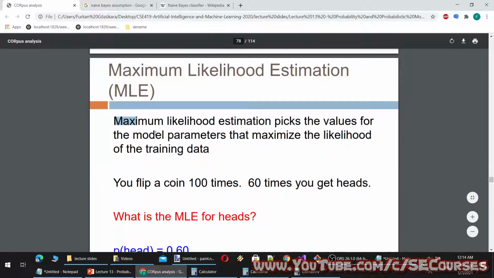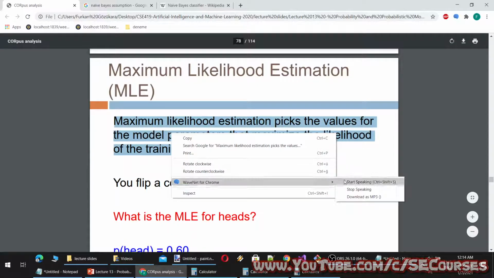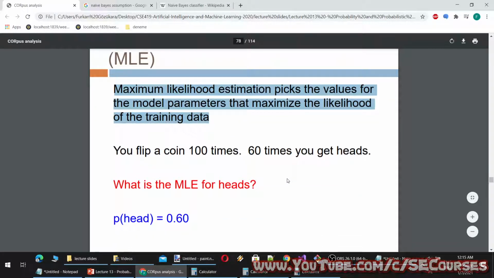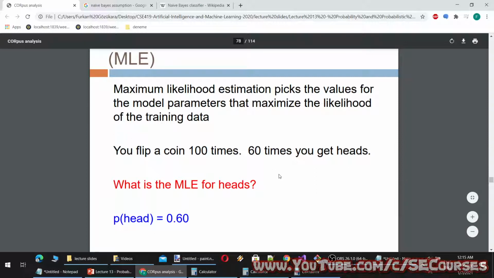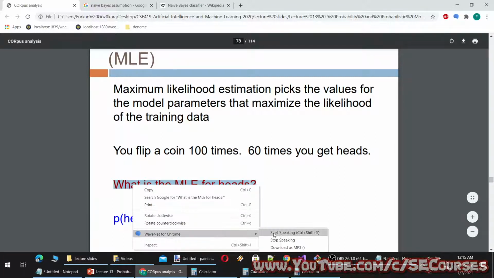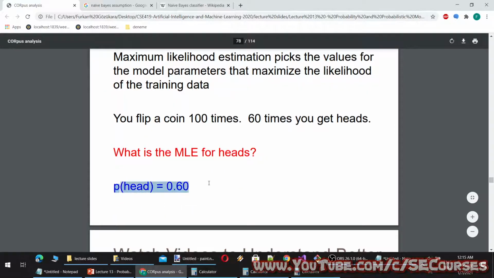Maximum likelihood estimation, MLE. Maximum likelihood estimation picks the values for the model parameters that maximize the likelihood of the training data. You flip a coin 100 times. 60 times you get heads. What is the MLE for heads? It is 0.60, of course.